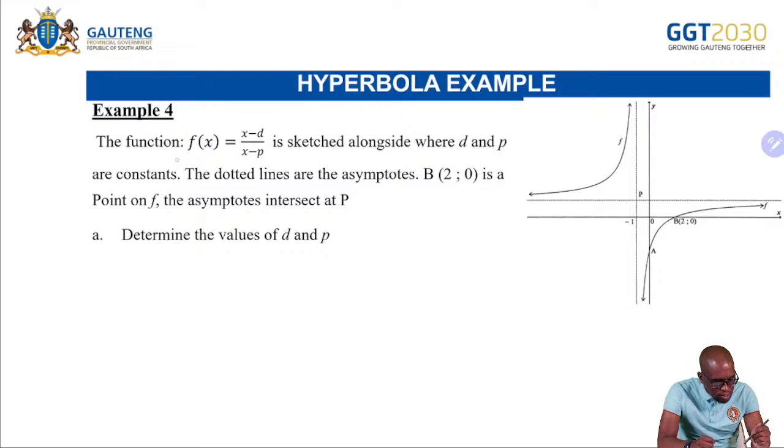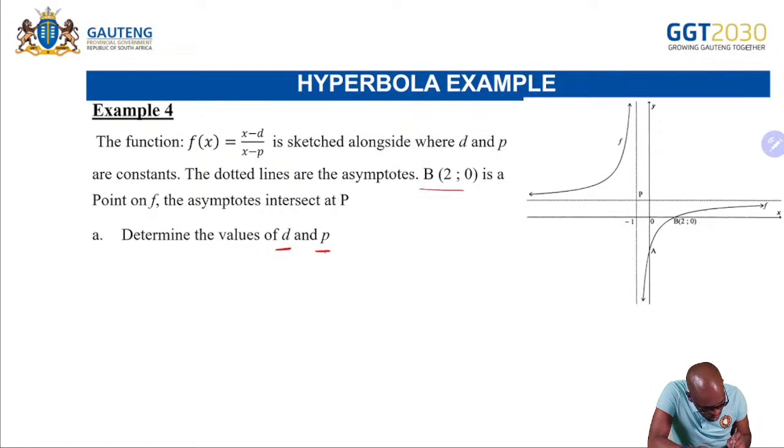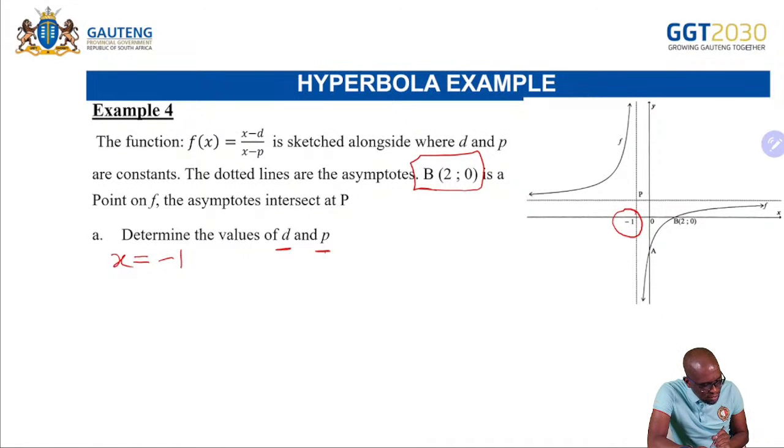B(2, 0) is the point on f. The asymptotes intersect at p. Determine the values of d and p. Now we have a point here. We also have the asymptote there. So we know that this asymptote is x equals negative 1.